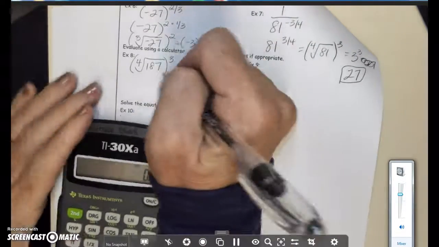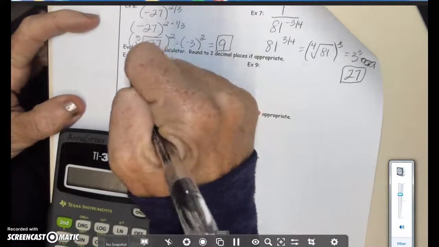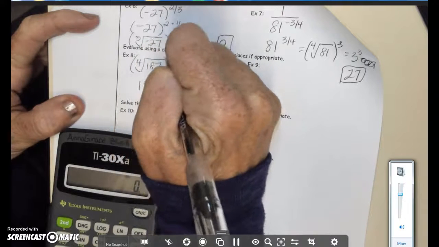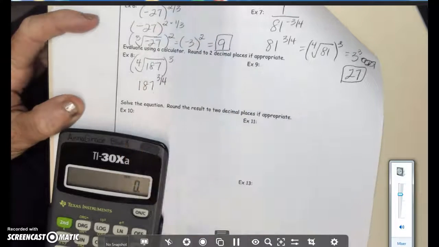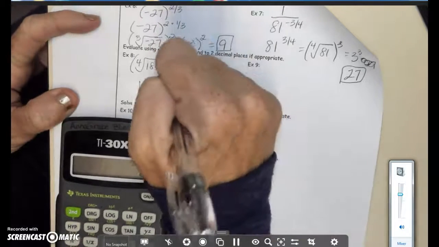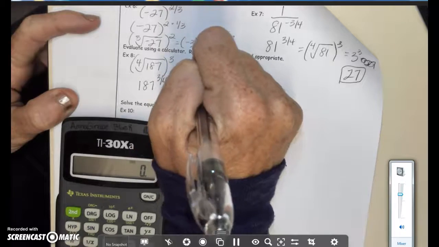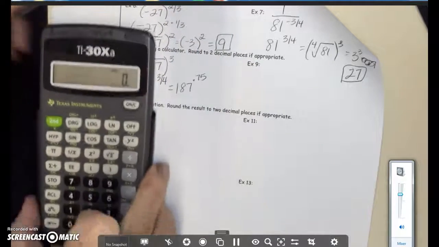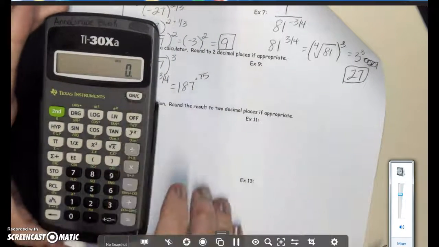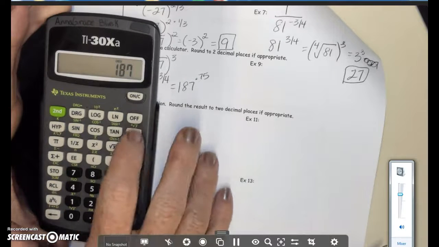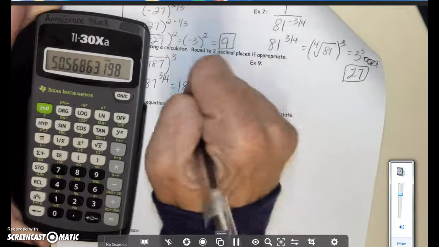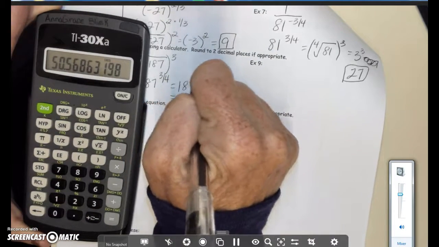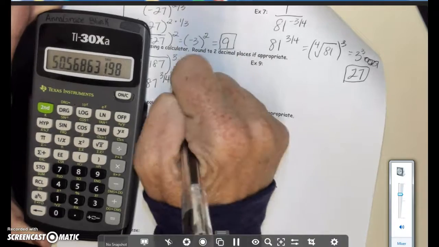Now, the other thing that you can do, if you write this in fractional form, you would have 187, where 3 is your power and 4 is your root. You can actually raise that to the 3/4 power, or 187, in this case, to the 0.75 in your calculator. You can definitely do that. There's a couple ways you can do this. So you can do 187, in this case we have a y to the x key, to the 0.75. And your calculator is capable of doing that. We can round off to 2 decimal places, that's fine.